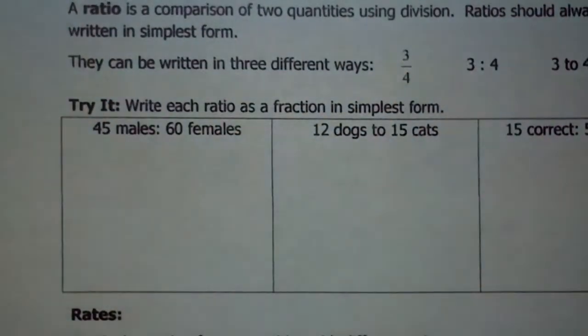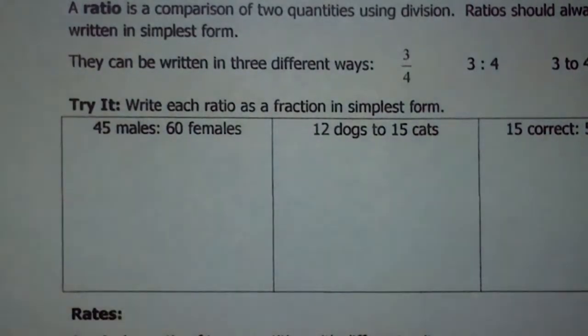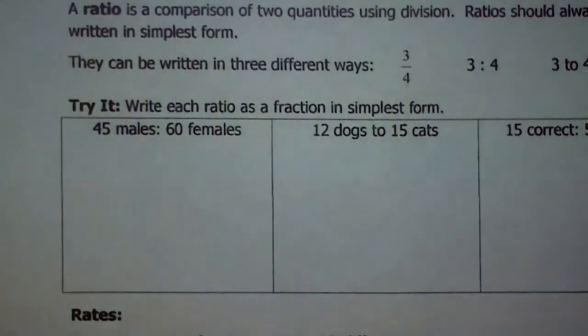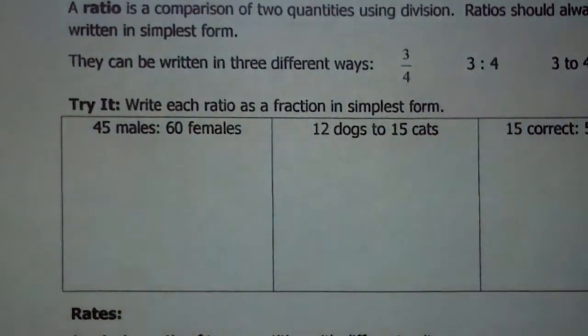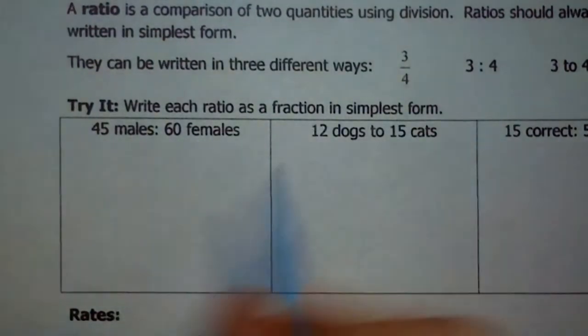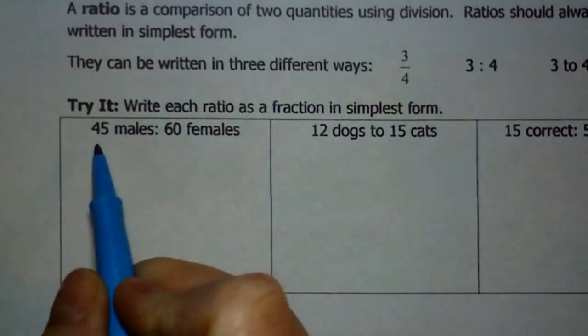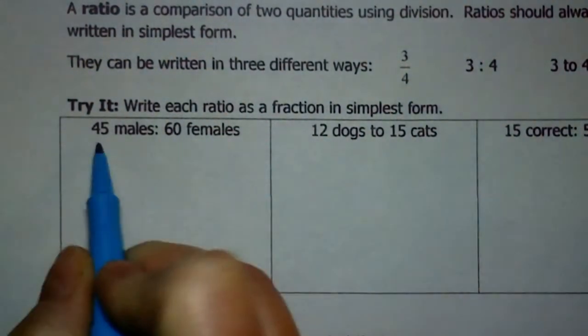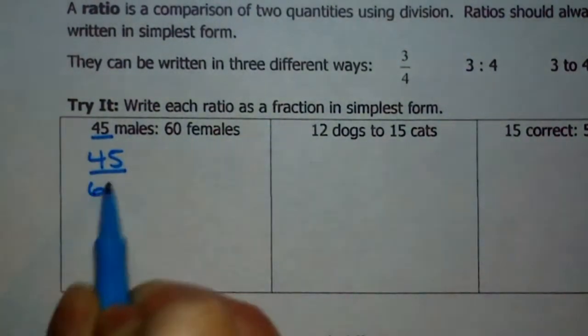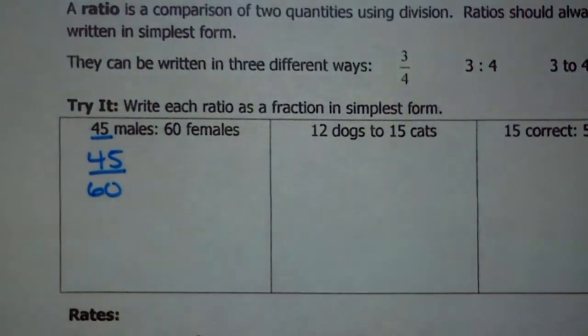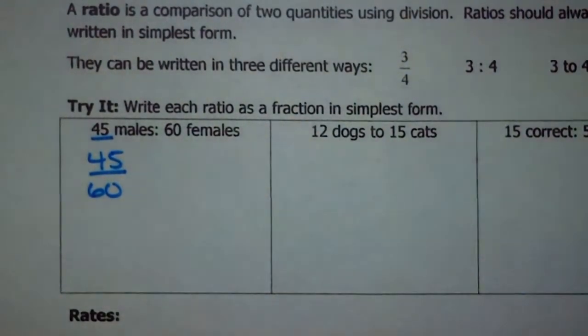All right, let's say that you walk into a room and there are 45 males and 60 females. So we would say the ratio of males to females is 45 to 60. If your objective is to write that as a fraction in simplest form, the first thing you need to do is change this into a fraction. So whatever's first is your numerator, whatever's second is your denominator. And it does matter because in division order matters, right?